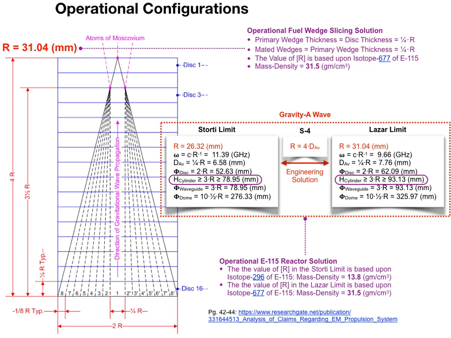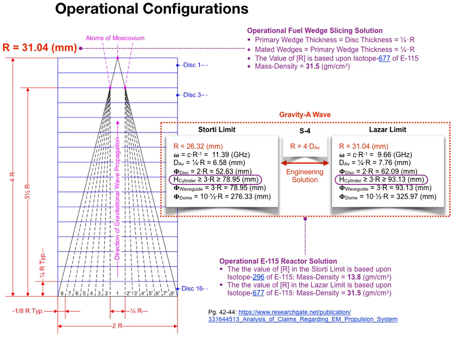It should also be noted that the Storti and Lazar limits appearing on screen do not incorporate the effects of nuclear binding energy within the element 115 nucleus. However, even if we include nuclear binding energy as high as 1% of nuclear mass in our calculations, it does not significantly alter the limits shown. Please refer to the link appearing at the bottom of the slide.